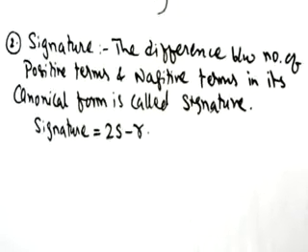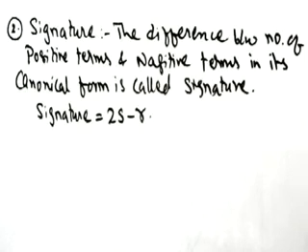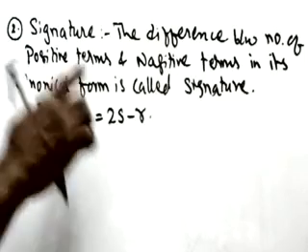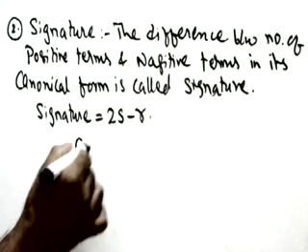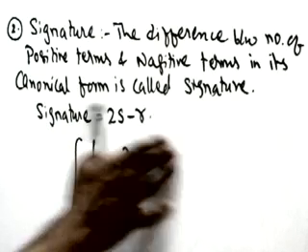Now what is the signature? Signature means the difference between the number of positive terms and negative terms. Its formula is 2s minus r. Let me see it afterwards. For now, just see an example.